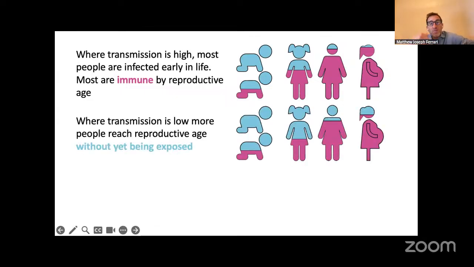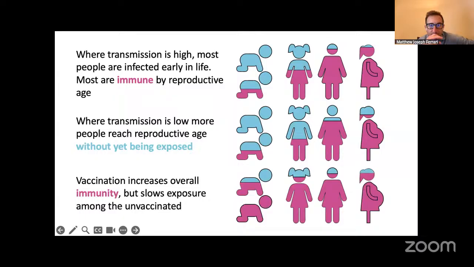Right? But if transmission rates are low, then immunity accumulates more slowly, the mean age of infection is higher, and more people may reach reproductive age without being exposed, which then leaves those remaining pregnancies, the extra bit shown in blue here, potentially at risk for CRS. And so vaccination increases the overall immunity, and specifically more people are immunized at earlier ages, but it also reduces the amount of circulating virus.